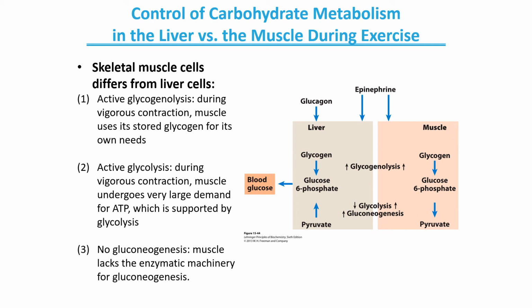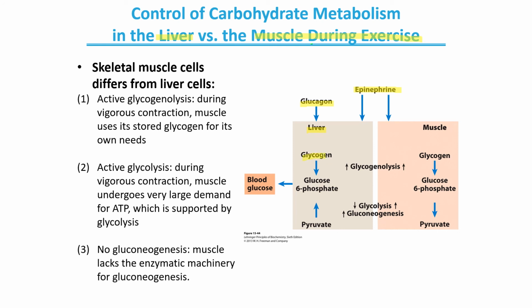Next up, we have a repetition of a slide. Maybe some additional text is here which was not there in the previous one, but it's exactly the same. The control of carbohydrate metabolism in the liver versus the muscle during exercise, and the hormones shown here are glucagon and epinephrine. Both have a similar function to play. I've already told you, in the liver both have exactly the same effects basically.